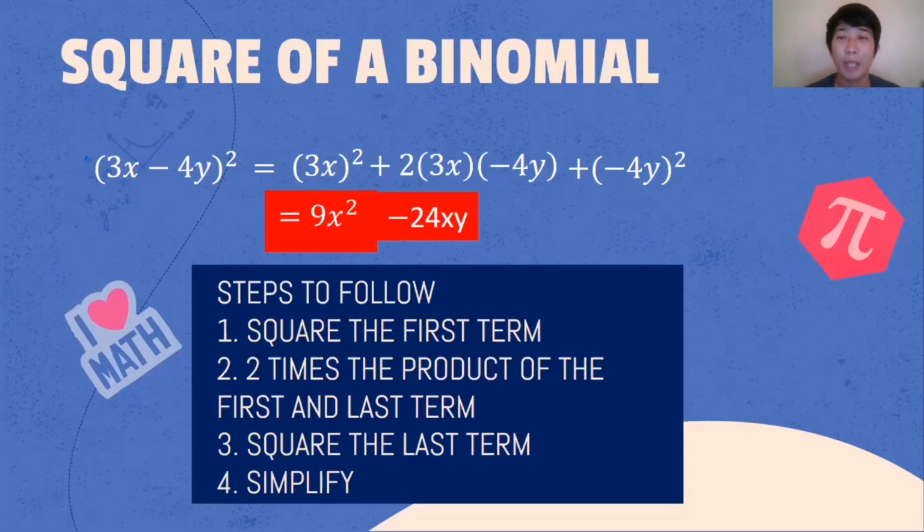What is the square of negative 4y? That is 16y squared. Very good. So our final answer will be 9x squared minus 24xy plus 16y squared.